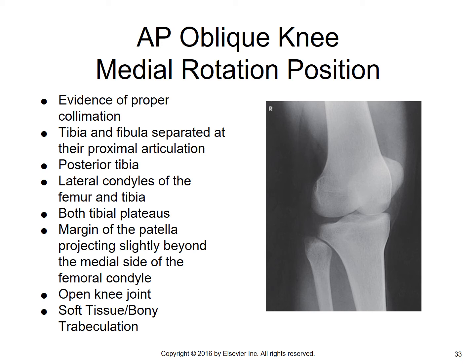Now we can see separation of the tibia and the fibula. So once again, we want to demonstrate proper collimation, tibia and fibula separated at their proximal articulation. We see the posterior tibia, lateral condyles of the femur and the tibia are seen. Both tibial plateaus, the margin of the patella projecting slightly beyond the medial side of the femoral condyle now. Open knee joint, and then soft tissue and bony trabeculation again. So with the lateral oblique, we superimpose the tibia and the fibula, and with the medial oblique, we open up that joint space, that proximal tibiofibular joint space.